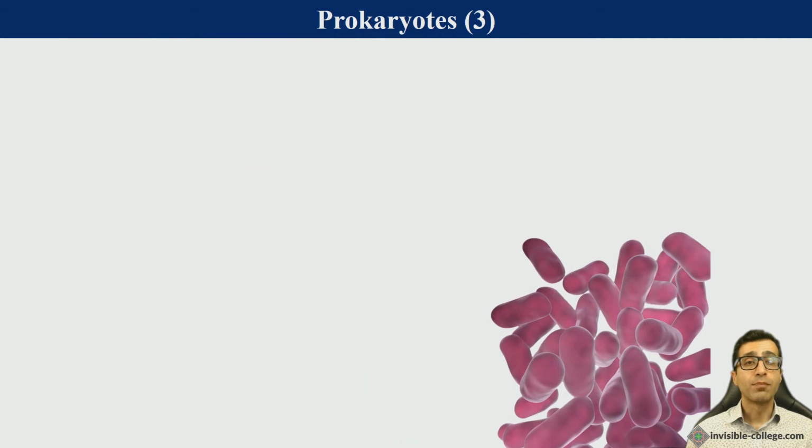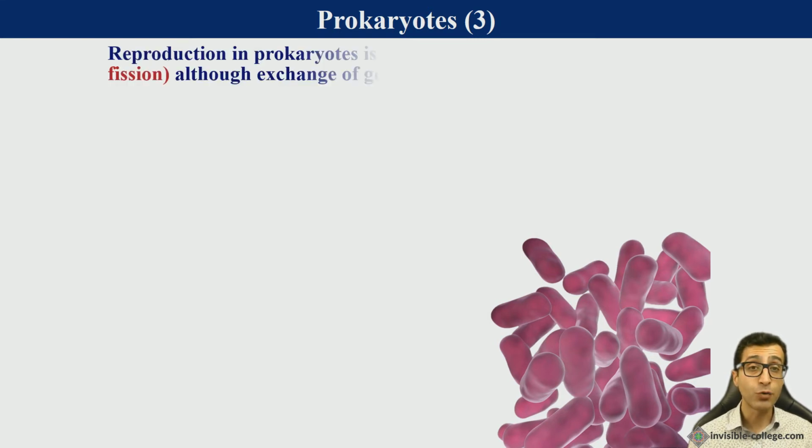So, reproduction in prokaryotes is mainly by asexual means, by a process which resembles cell division in Eukarya, but is very different in the way that it occurs. Now, this is called binary fission.